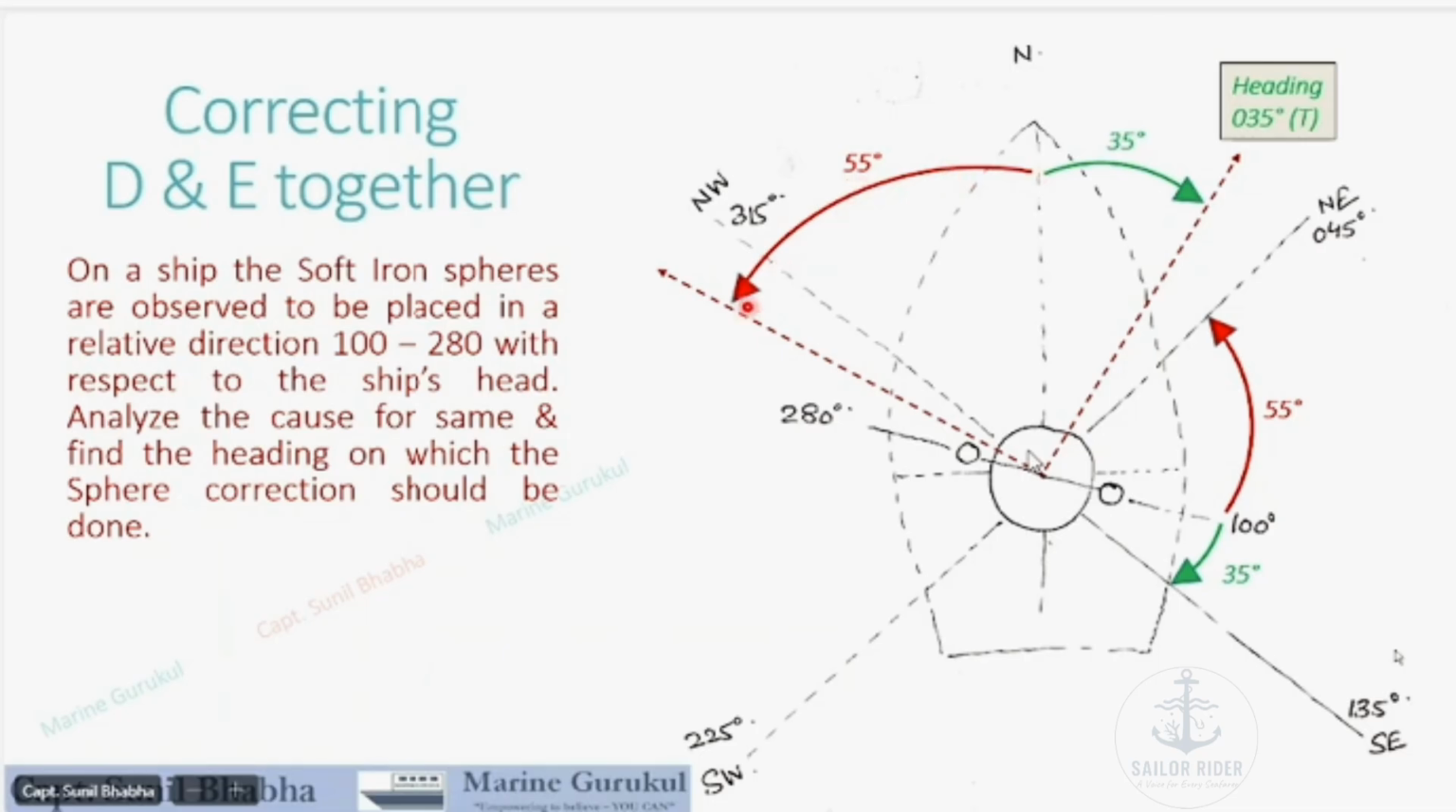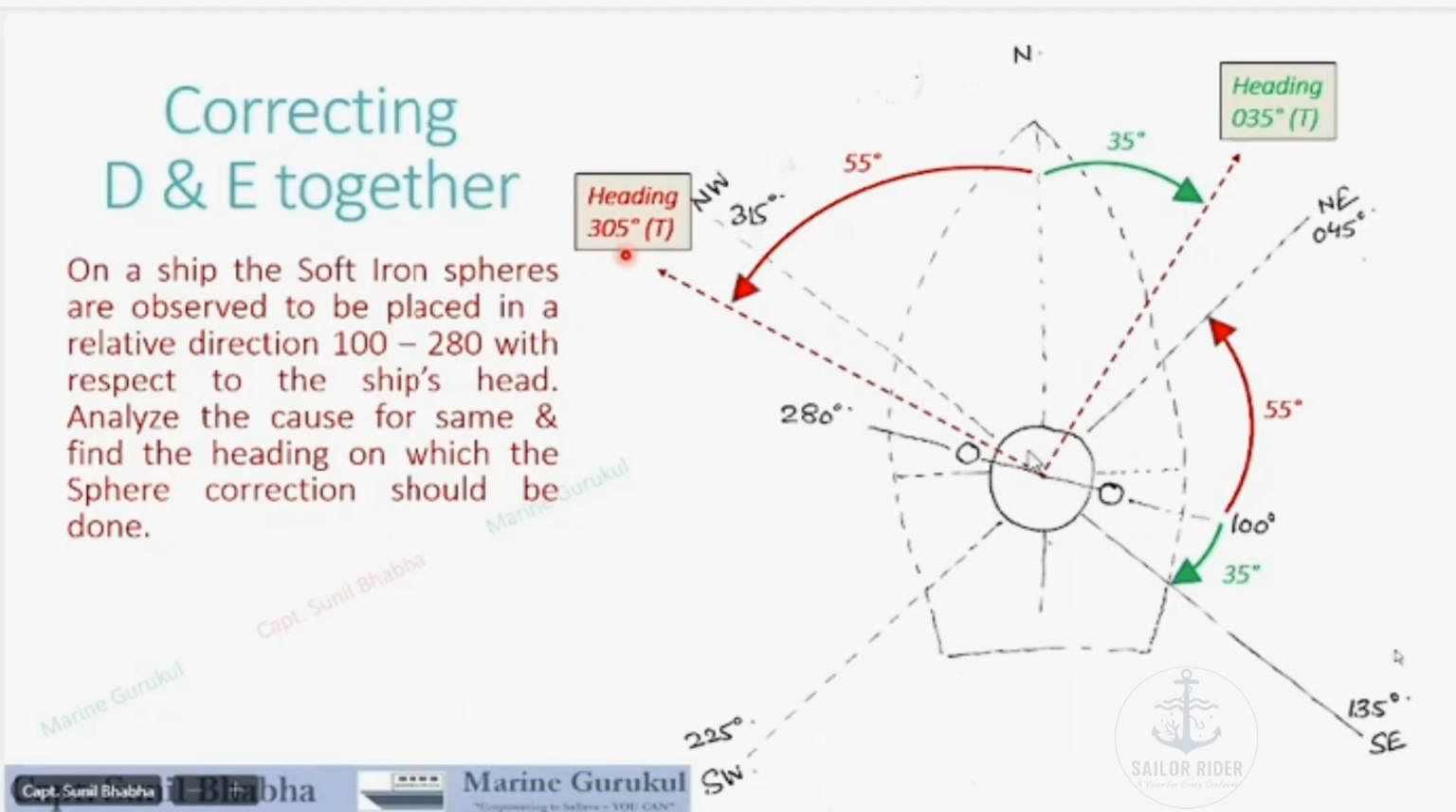And if the ship swings to the port side by 55 degrees, the heading of the ship will be 305 degrees. So if the vessel heads 305, the starboard corrector sphere will come northeast of the compass and the correction can be done. The port corrector obviously will come in the southwesterly direction then. So both the spheres will be lying in the northeast-southwest direction of the compass. So we have obtained two options. One is heading 035, the second one is heading 305.